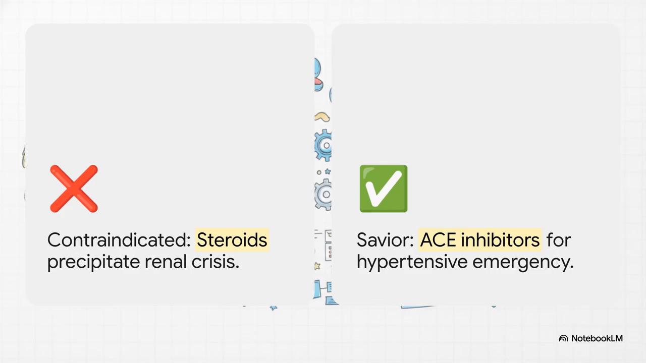Now pay close attention because here is the lethal board trap just waiting to catch you off guard. When a diffuse scleroderma patient goes into scleroderma renal crisis, which looks like a rapid onset of high blood pressure, oliguria, and acute renal failure, your very first instinct might be to reach for the immunosuppressants. Do not do it. High-dose steroids are strictly, absolutely contraindicated here because they will actively precipitate and worsen the renal crisis. Instead, the absolute savior for this specific hypertensive emergency is an ACE inhibitor.